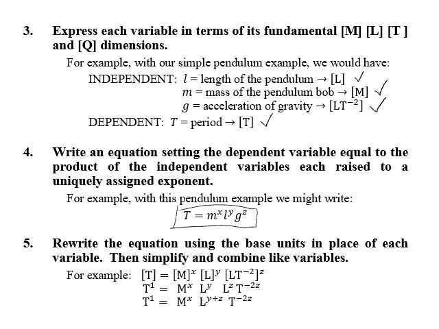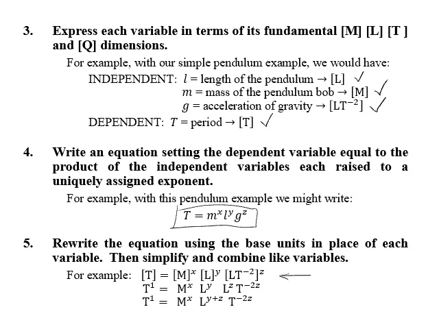Now, step 5: we're going to rewrite that equation, but we're going to use the base units in place of each variable. Then we're going to simplify and combine like variables. So, starting on this line, in place of T, the period, what are the base units for that? Well, it's T. It turns out that our period happens to have the same base unit as T. So we have T on the left. Now, under M, M is a unit of mass, so capital M to the x power, right?